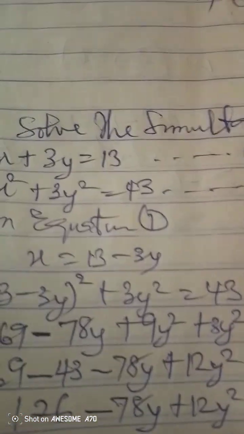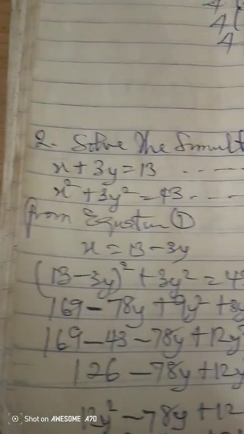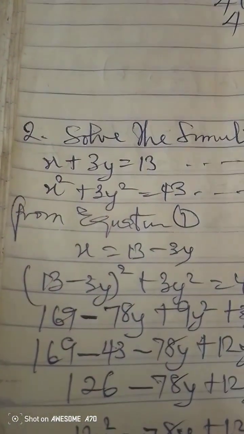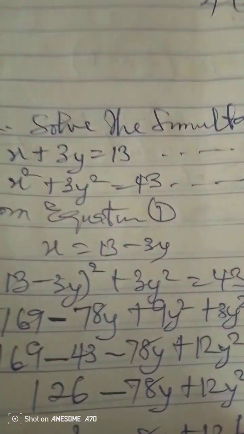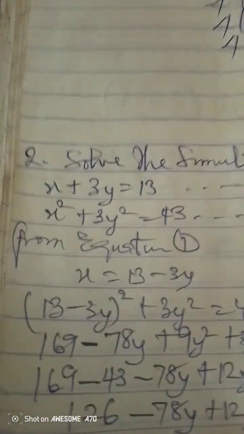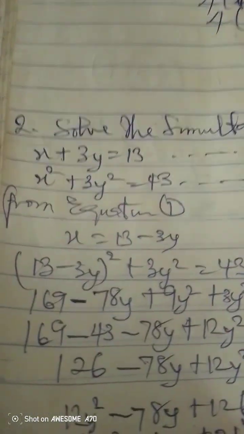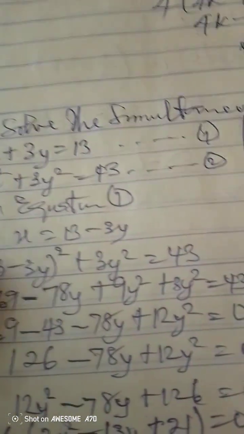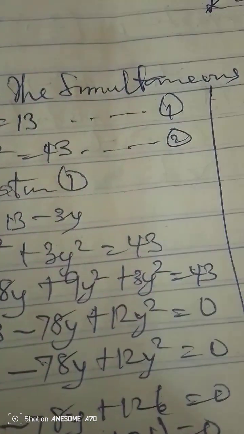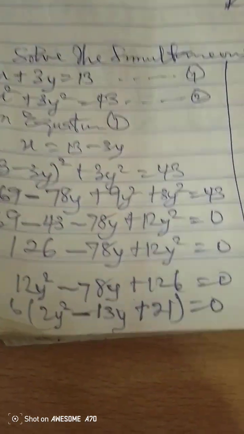We have (13 minus 3y) all squared plus 3y squared equals 43. So (13 minus 3y) squared equals 169 minus 78y plus 9y squared, and plus 3y squared equals 43. We move 43 to the left hand side. We have 169 minus 43 minus 78y plus 12y squared equals 0. So 126 minus 78y plus 12y squared equals 0, which after rearranging is 12y squared minus 78y plus 126 equals 0.